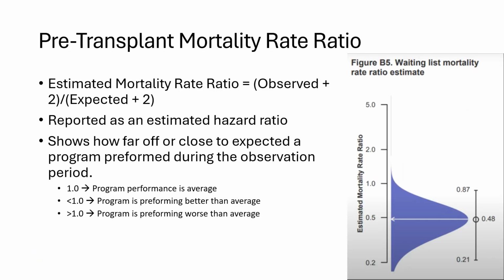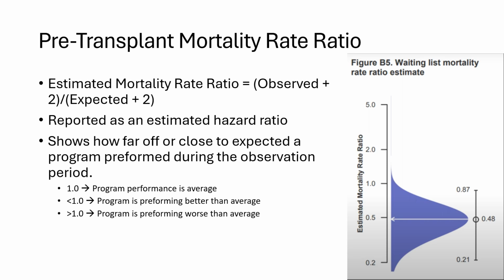Now that we've discussed how observed and expected mortality rates are determined for a transplant program, we can discuss how the pre-transplant mortality rate ratio is calculated. The pre-transplant mortality rate ratio is reported as an estimated hazard ratio, and it is calculated by taking the observed mortality rate plus 2 divided by the expected mortality rate plus 2.